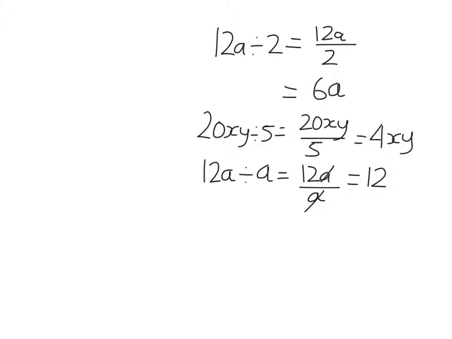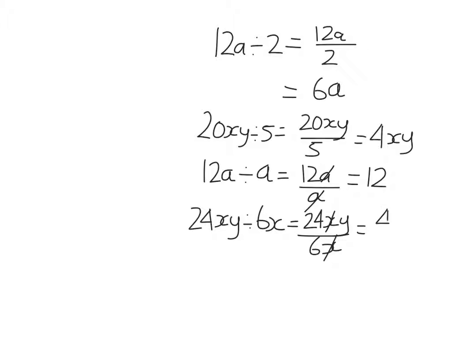If I had something like 24xy divided by 6x, that's the same as 24xy over 6x. Any pronumeral that's on the top and the bottom, we cancel. It's crossing out a common factor. Of course, 24 divided by 6 is 4, and we just have a y left.